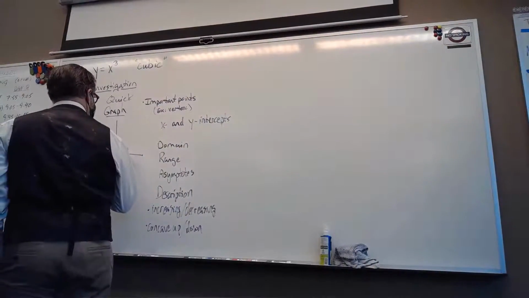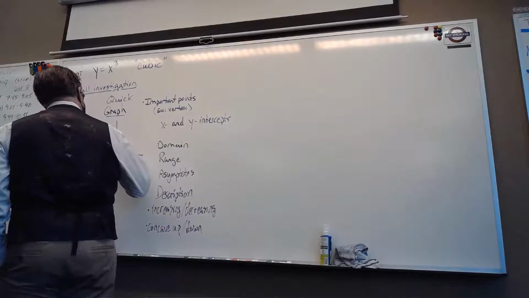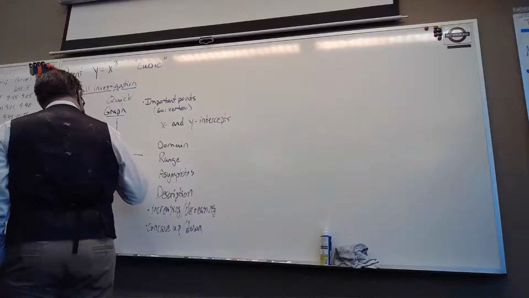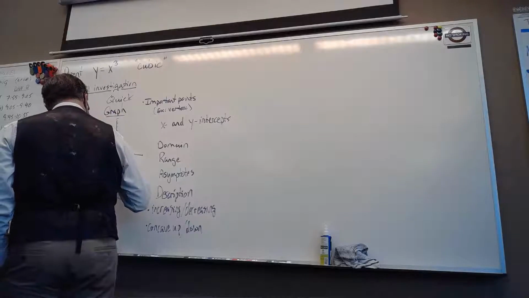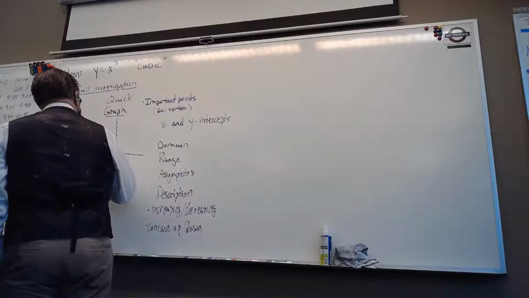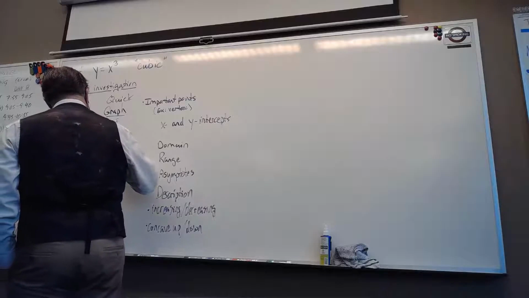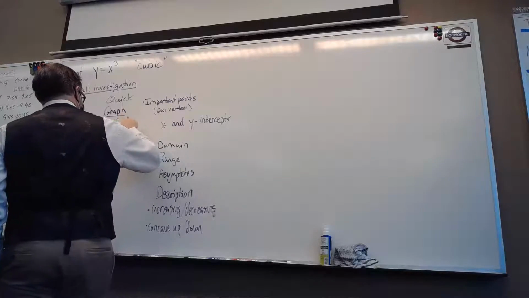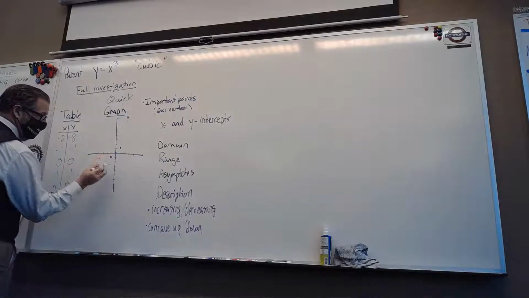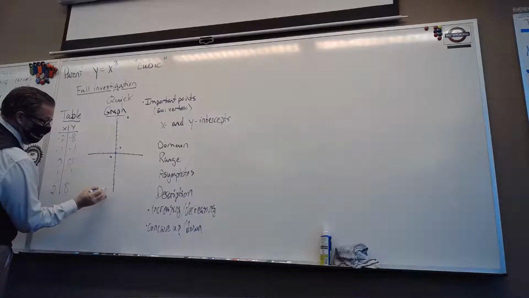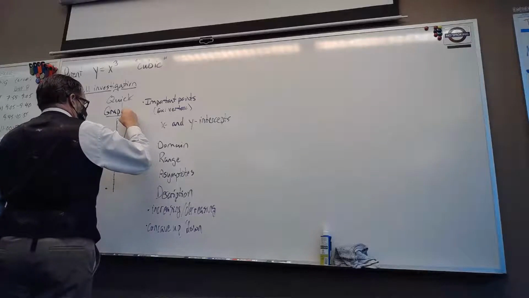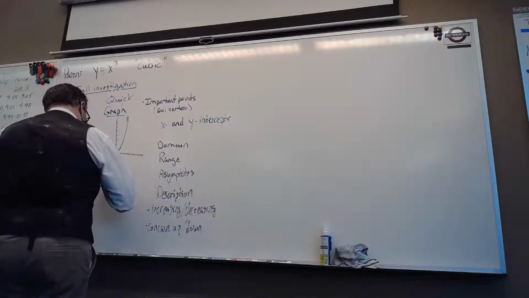So let's go 1, 2, 3, 4. 1, 2, 3, 4, 5, 6, 7, 8. We got 0, 0, 1, 1, 2, 8. Whoops. We got -1, -1, -2, -8. And hey, wow, look at that beautiful graph.